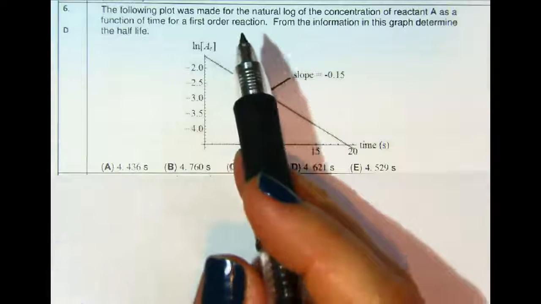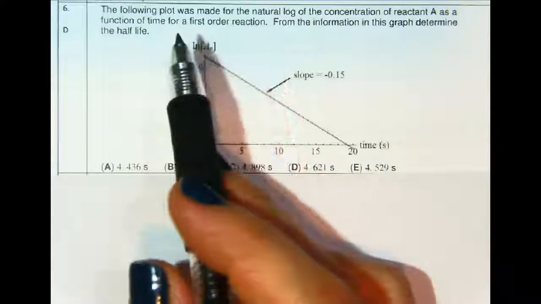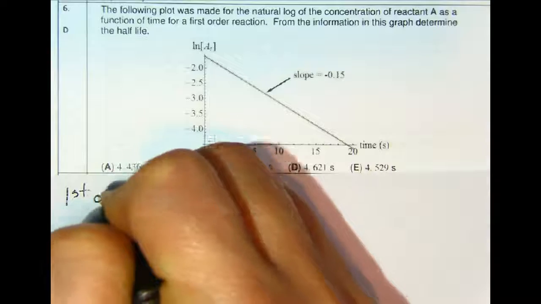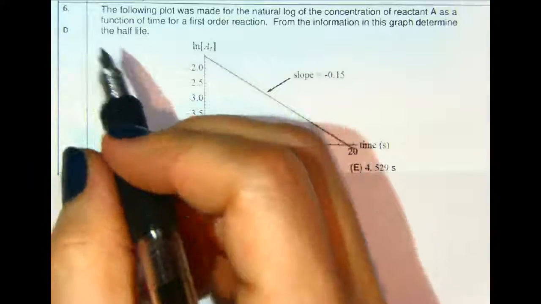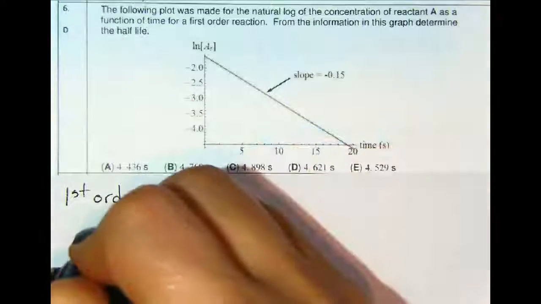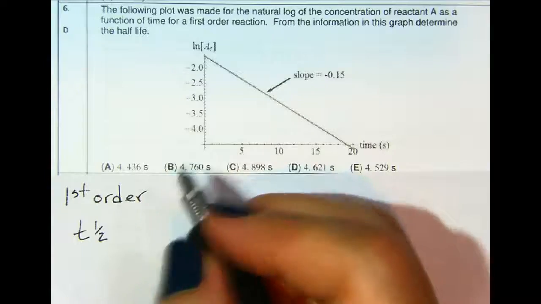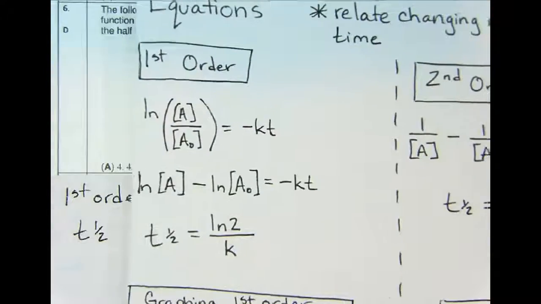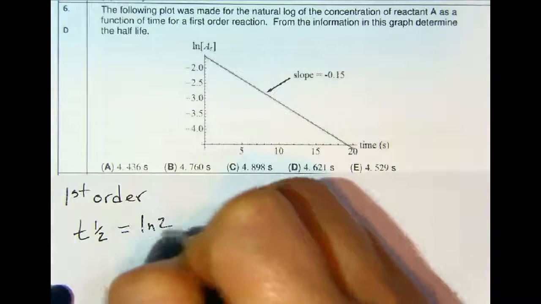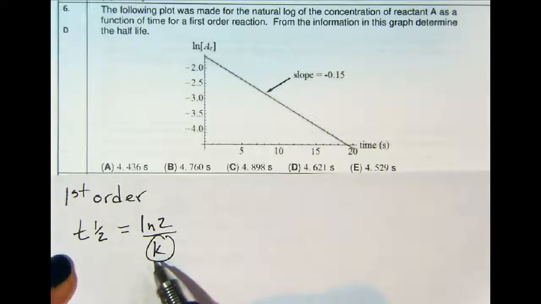The following plot was made for the natural log of the concentration of reactant A as a function of time for a first-order reaction. So it's a first-order reaction. This is number 6, by the way. From the information in this graph, determine the half-life. So what is T1 half? And remember, because it's a first-order reaction, we're going to need this equation for half-life. Half-life equals the natural log of 2 over K. And what I need to know if I want to use this equation is, what is K?